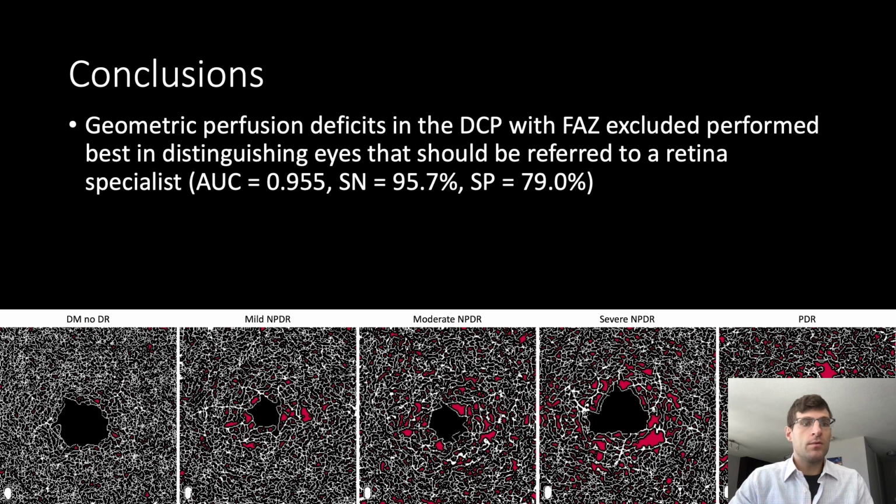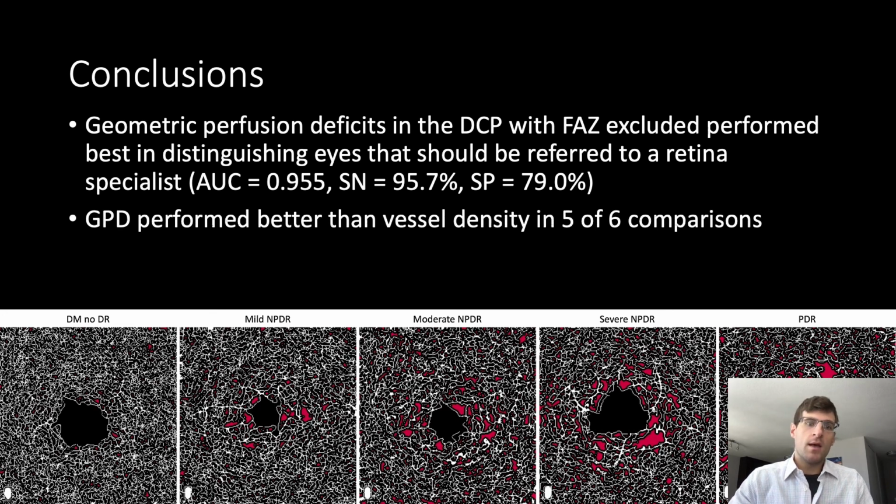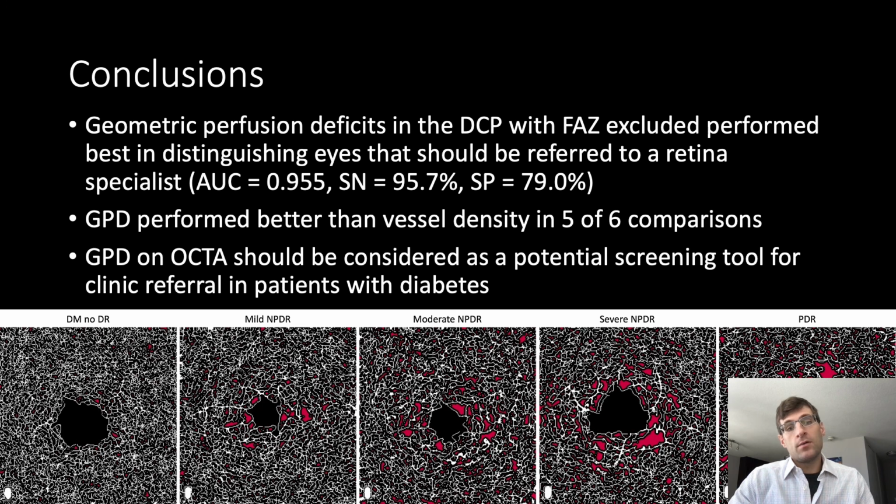To conclude, the geometric perfusion deficits in the DCP with the FAZ excluded performed the best in distinguishing eyes that should be referred to a retinal specialist. And the GPD performed better than the vessel density in 5 of the 6 comparisons. GPD on OCTA should be considered, we think, as a potential screening tool for patients with diabetes. And you can see on the bottom here a little rundown of how, with worsening severity, we have GPD getting more and more.